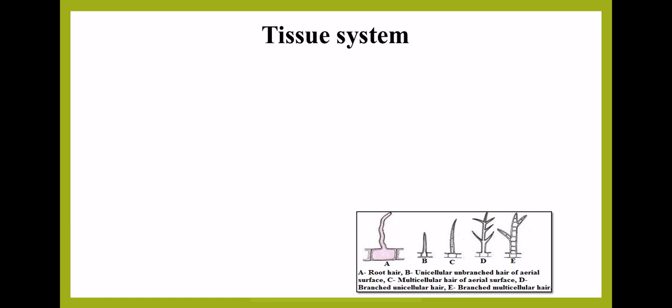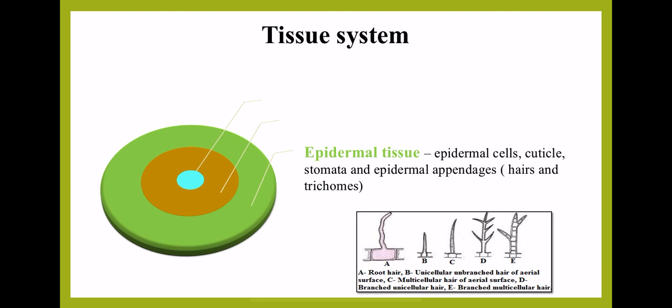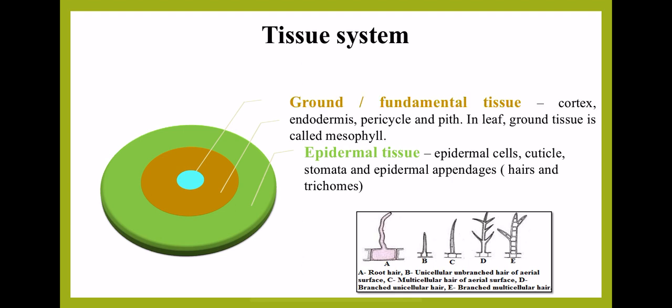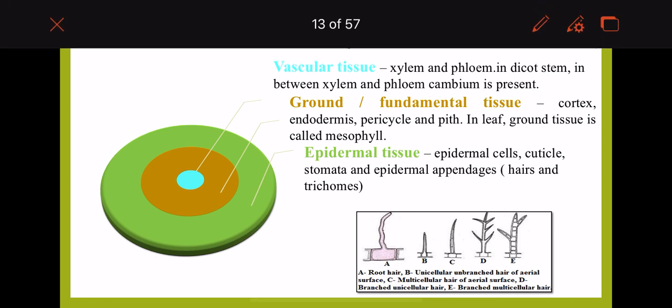So let us see what are all the tissue systems present in the plant. First is the epidermal tissue. Second one, ground or fundamental tissue. Third one, vascular tissue. So now one by one we will study.